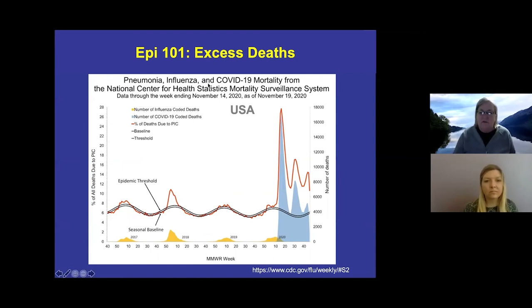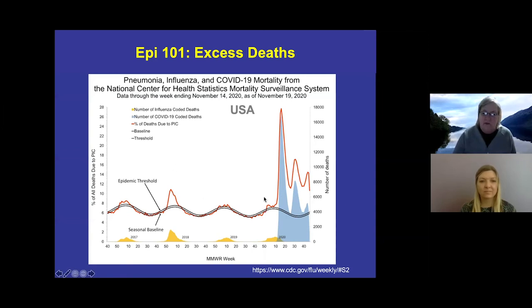This is pneumonia, influenza, and COVID mortality, or deaths, over quite a long period, back to 2017, to this one ending November 14th of this year. On this axis, we have the percent of all deaths due to pneumonia, influenza, and COVID. And over here, we have the actual number of deaths. These two black lines are the threshold, the upper one, and then the baseline. So you would expect the number of deaths to lie within this particular band, represented by these two dark lines.